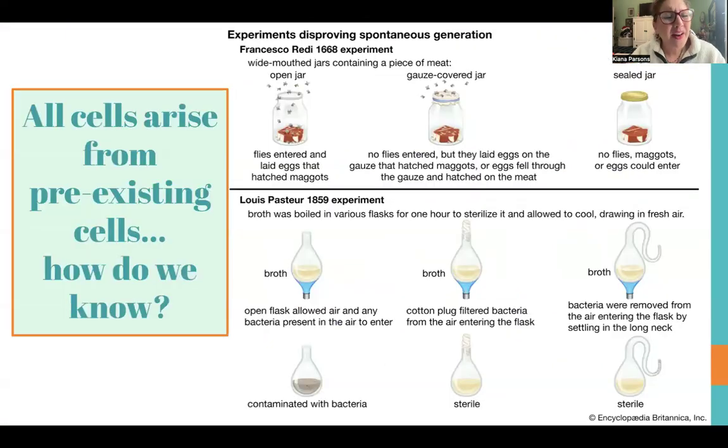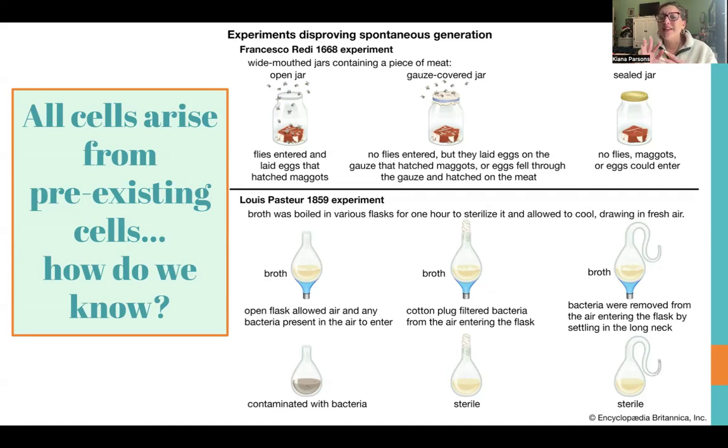All right. So, how do we know that all cells arise from pre-existing cells? Looking back all the way to 1668, a contemporary of Robert Hooke, Francesco Redi in Italy, had wide mouth jars containing flies and meat. So, why did he do this? There was a theory at this time that spontaneous generation of maggots happened from meat. So if you leave meat out, spontaneously maggots appear, meat turns into maggots.